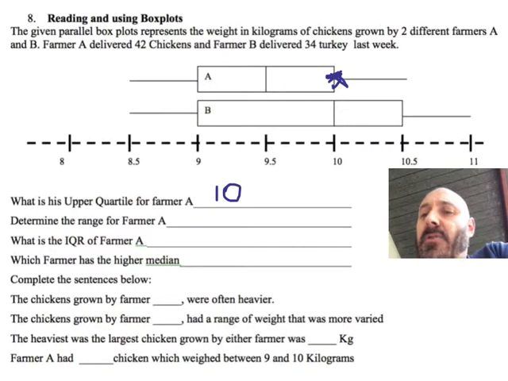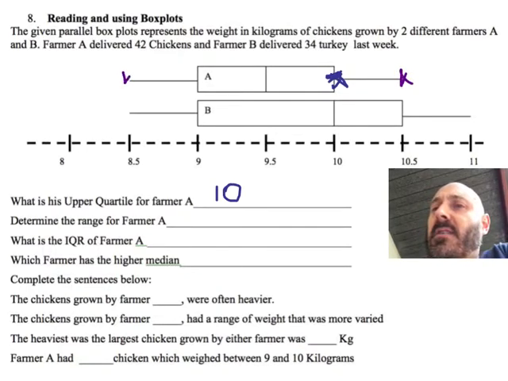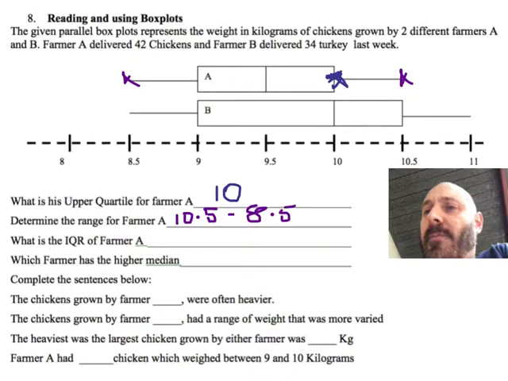And then I need to determine the range. Now let me think. The range, isn't that the distance the whole way? So I need to do this one, take this one. So 10.5 take 8.5, hopefully. Oh gee, that's not much difference, is it? This range is only 2. That's 2 kilos, I'm guessing.